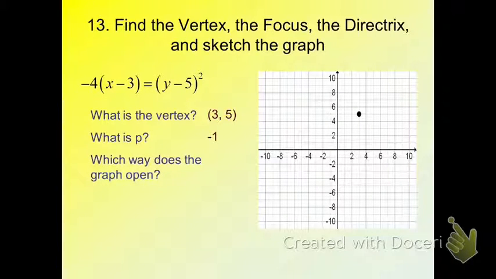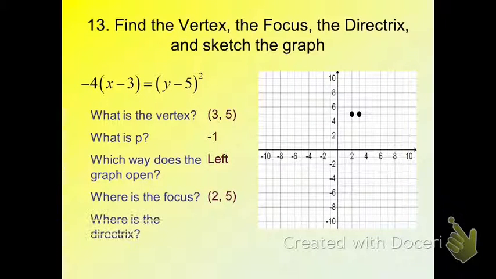Catherine, Todd, which direction is this going to open? Left. So the y value is squared, so that tells me horizontal. P value is negative, so that makes it left. So if my vertex is at 3, 5 and my p value is -1, Jessica, where is the focus? 2, 5. And Sophia, where is the directrix? X equals 4.